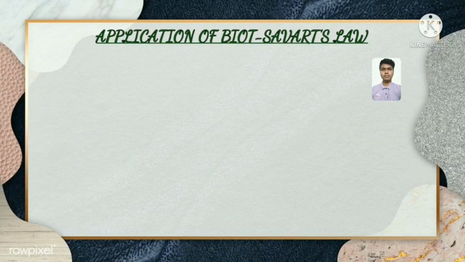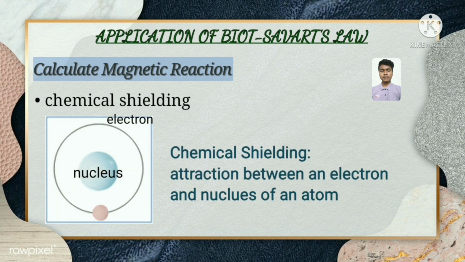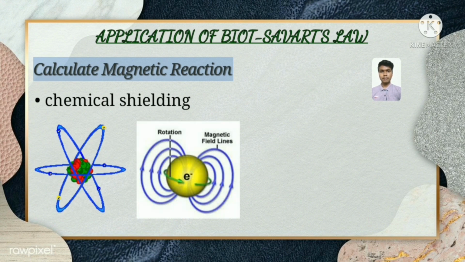Hello everyone, today we are going to learn the application of Biot-Savart's law. Biot-Savart's law is also used in the calculation of magnetic responses even at the atomic or molecular level, such as in chemical shielding. Chemical shielding, referred to as atomic shielding or electron shielding, describes the attraction between an electron and the nucleus of an atom. The spinning of the electron around the nucleus of an atom creates a tiny magnetic field which slightly changes the difference between the energy levels.